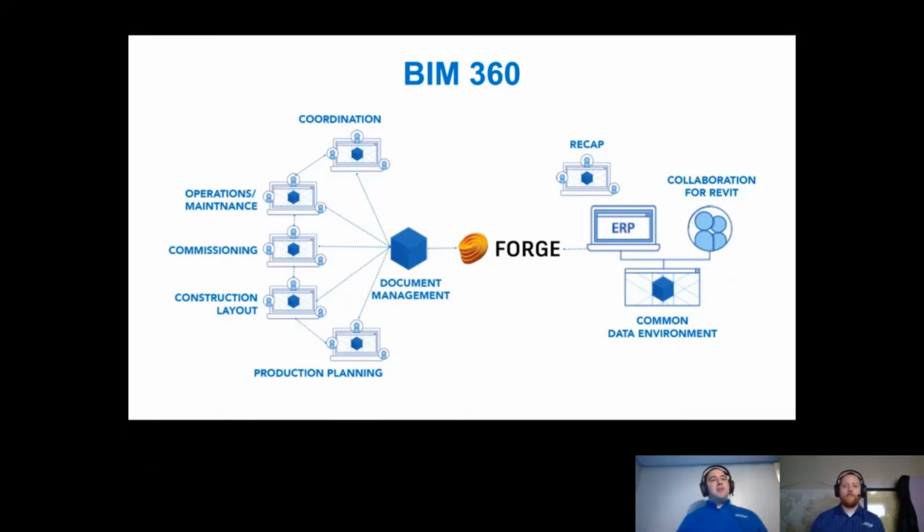On one side, we have Forge. Forge is this series of APIs that this BIM 360 platform sits on, and it allows us to essentially push and pull data between various applications. So if we've got an ERP system, AR, VR, whatever it is, we can push and pull data from our BIM 360 site to that.